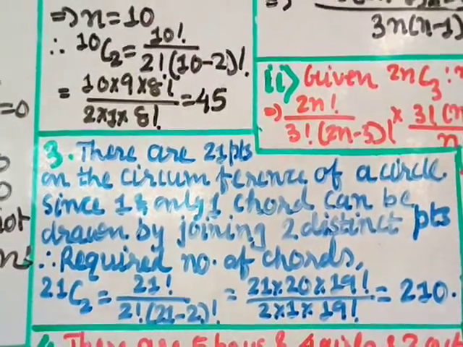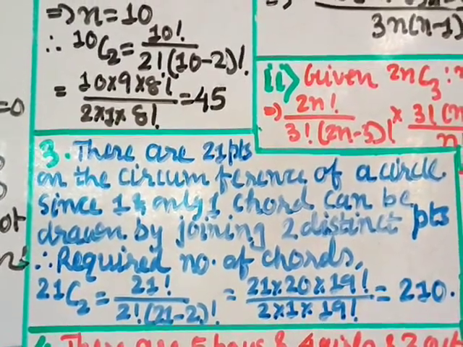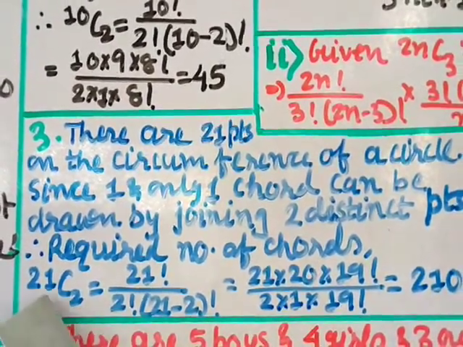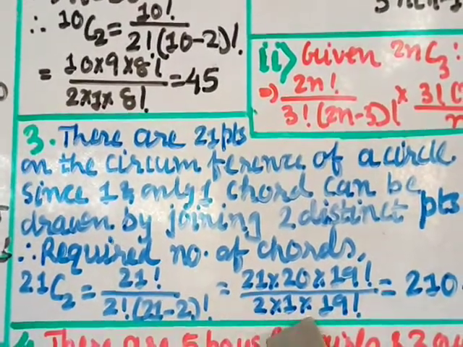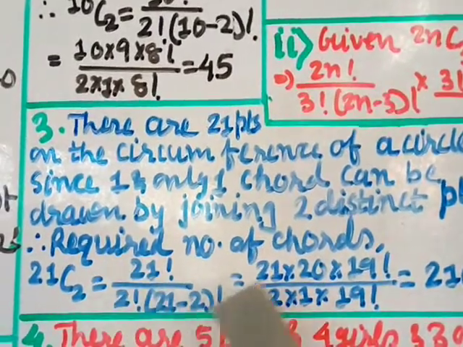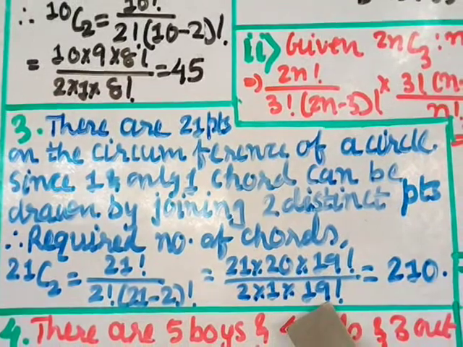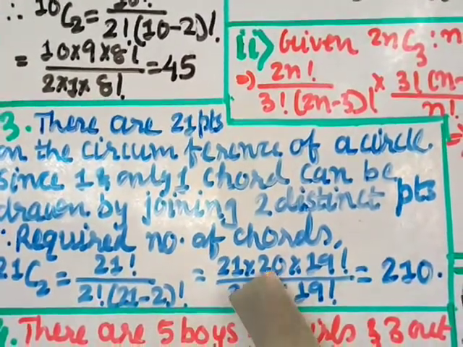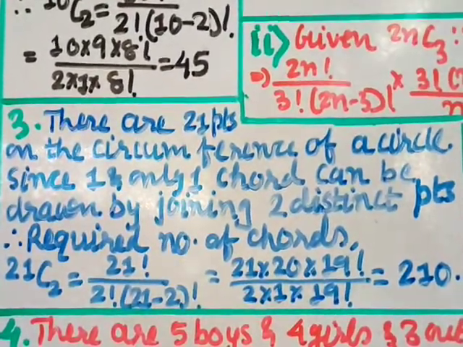So this formula we know, n factorial divided by r factorial into (n minus r) factorial. Okay, so 21 factorial divided by 2 factorial into (21 minus 2) factorial equal to, 2 factorial can be written as 2 into 1 and 21 minus 2 gives you 19 factorial. 21 factorial I can write as 21 into 20 into 19 factorial. 19 factorial cut, you can cut 20 by 2, so you get here 10. 21 into 10 will give you 210. So that is solution for question number 3.